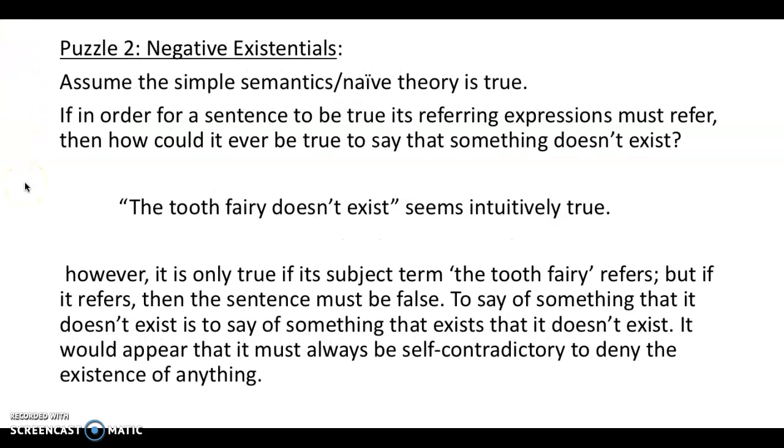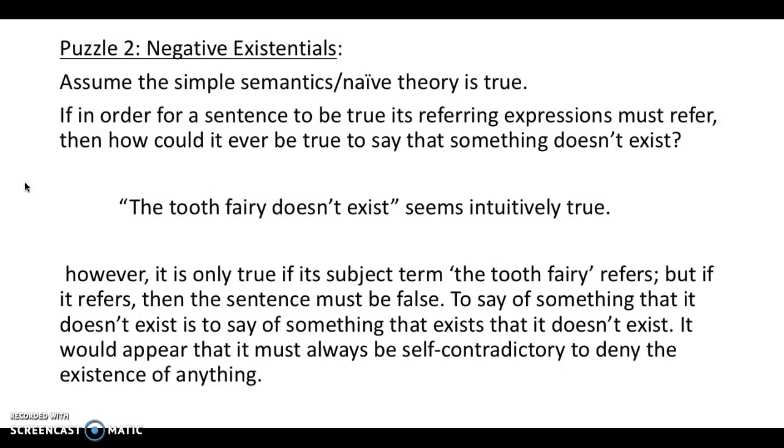The other problem that Russell considers is what is known as the puzzle of negative existential claims. A negative existential claim is a sentence of the following sort: the tooth fairy does not exist. Intuitively, when we take the sentence, the tooth fairy does not exist, we think that sentence is true. It is true that the tooth fairy does not exist.